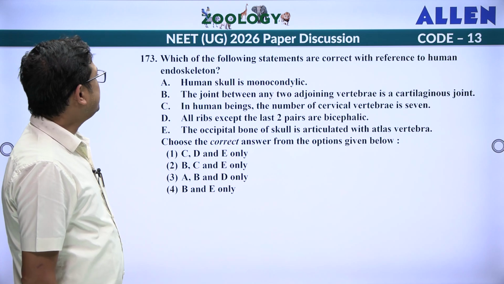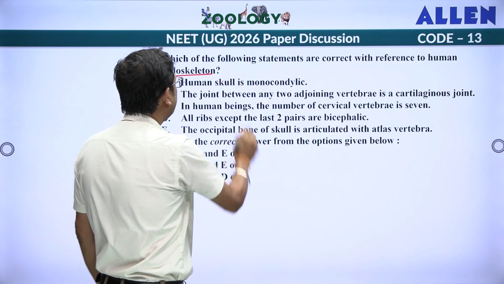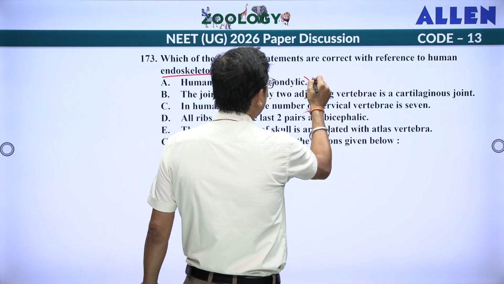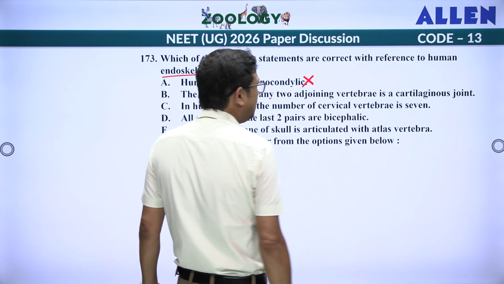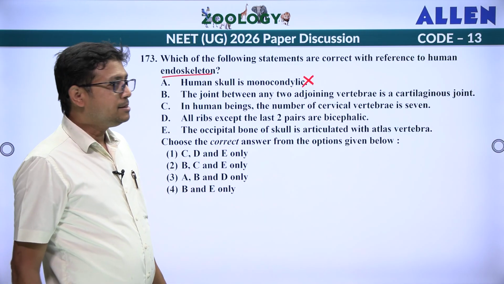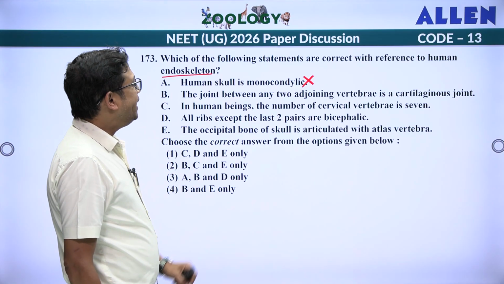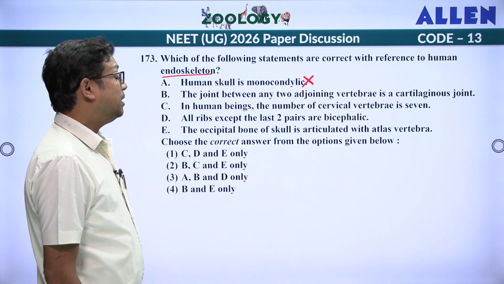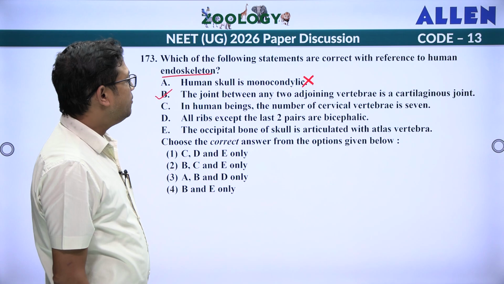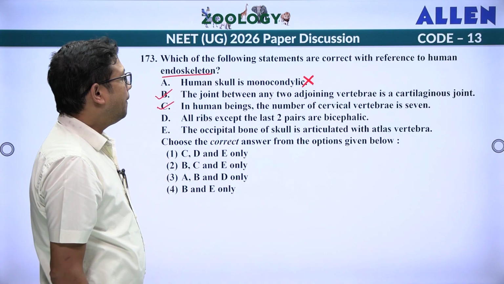Next, which of the following statements are correct with reference to human endoskeleton? Human skull is monocondylic. No, we are having a dicondylic skull. Dicondylic means the occipital bone has two articulation points into which the atlas fits, right? The joint between any two adjoining vertebrae is a cartilaginous joint. True. In human beings, the number of cervical vertebrae is 7. True. All ribs except the last two pairs are bicephalic.